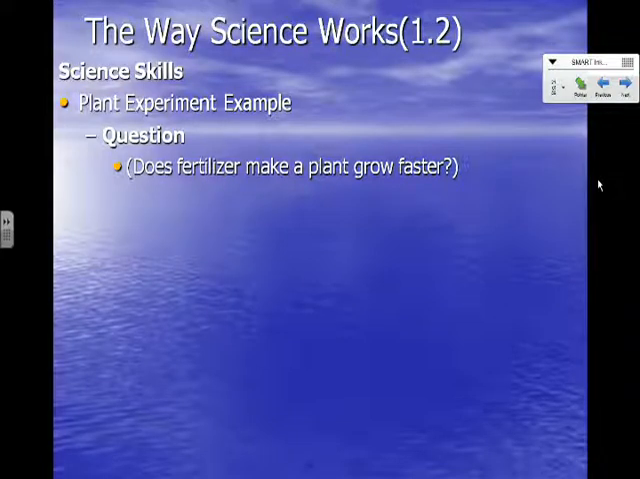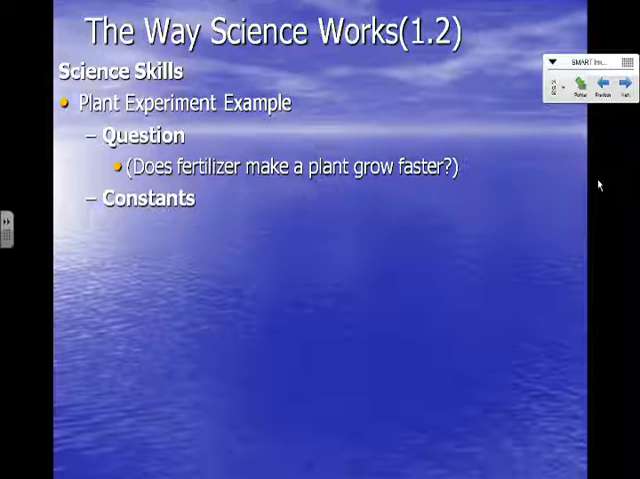You might have said, does fertilizer work? But usually this is what we want to do. We want to say, does the fertilizer, and we want something specific. Does the fertilizer make a plant grow faster? Does the fertilizer make a plant grow taller? Does fertilizer make a plant grow more leaves or more blooms? Think about that. You want something specific that you can really test.